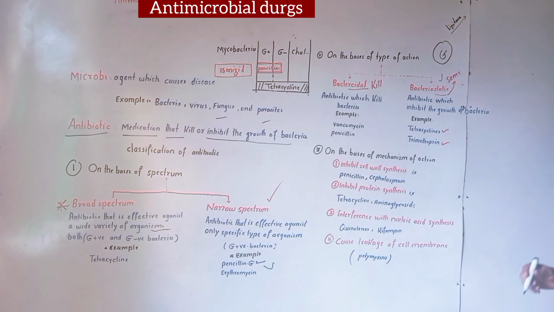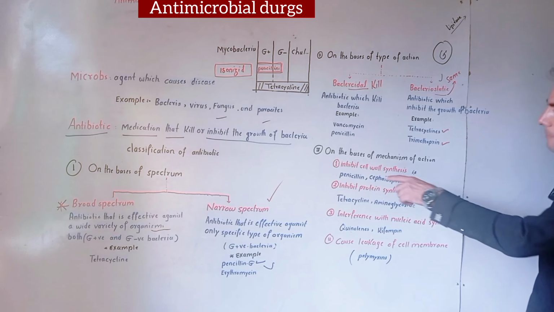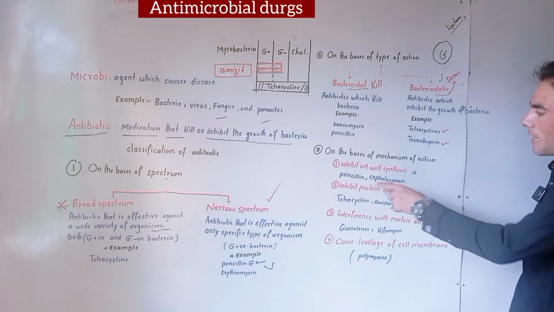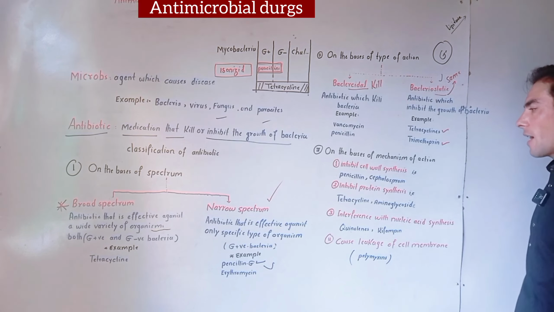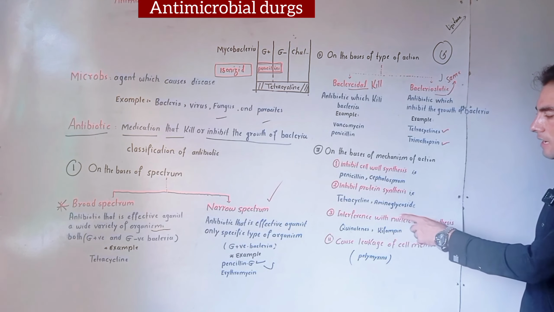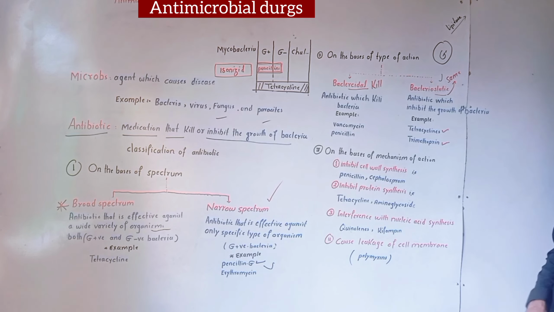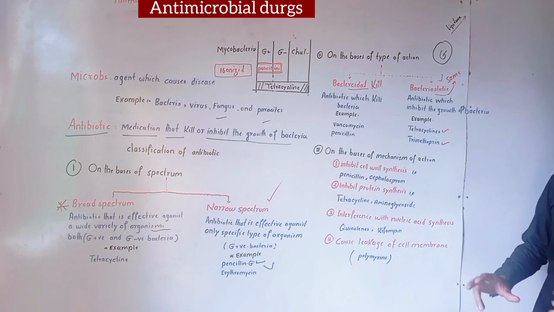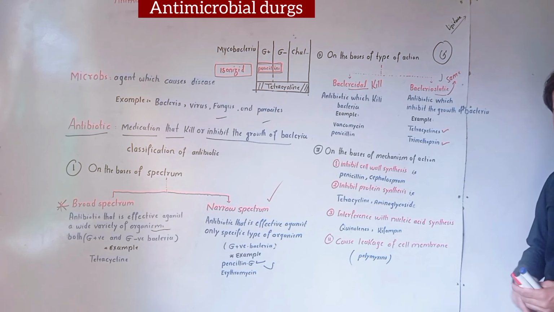Now come to another classification of antibiotics, on the basis of mechanism of action. So some antibiotics inhibit cell wall synthesis, like penicillin and cephalosporin, and some inhibit protein synthesis, like tetracycline and aminoglycoside. And some disturb nucleic acid synthesis, like quinolone and rifampin. And some cause leakage of the cell membrane, like polymyxin. So we will discuss every classification in detail in the next slide.